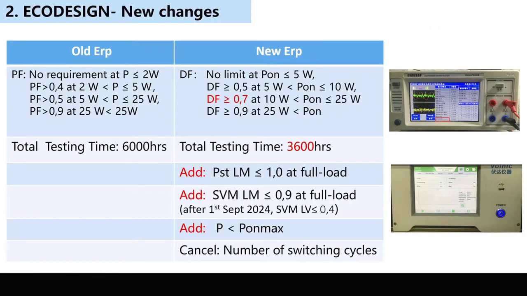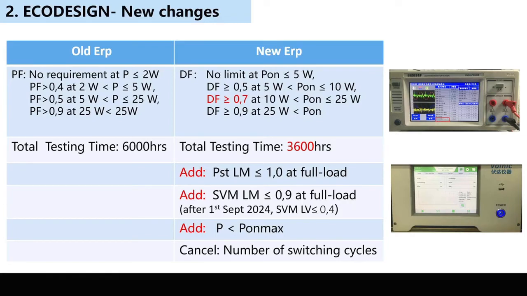For the PF change to DF, after we tested in our lab, we found most of our lamps pass the new rule very easily. Just need to pay attention that the DF must be no less than 0.7 for lamps which are 10 watt to 25 watt. It is no longer 0.5 as before. Yeah, and also for the PST and SVM tests, our laboratory has added two machines. You can see the picture online. These are two new machines for the PST and SVM tests. And till now, all our lamps have passed these two tests. So it means our bulbs have no flicker, right?